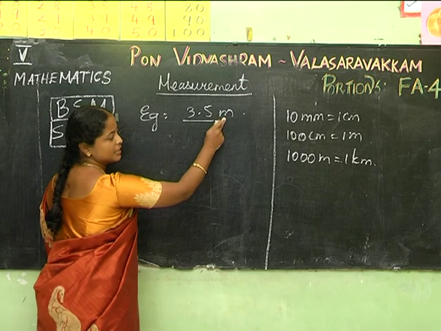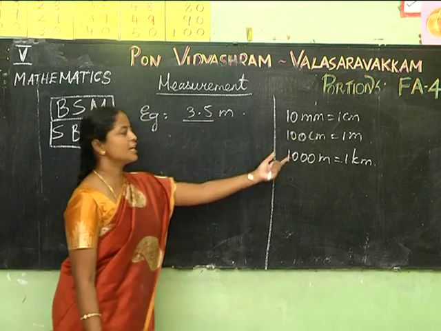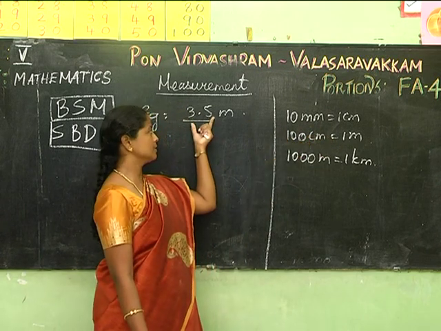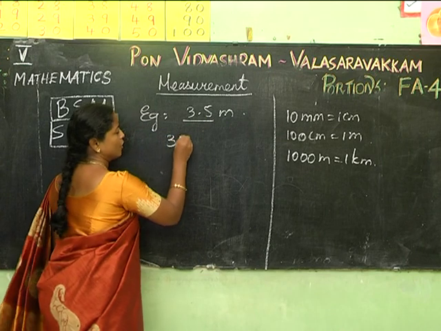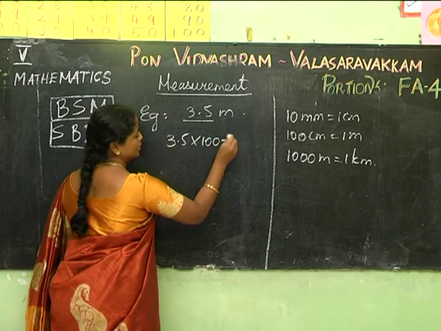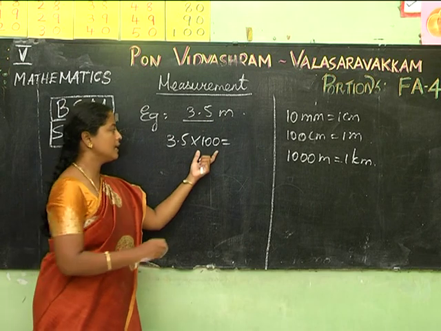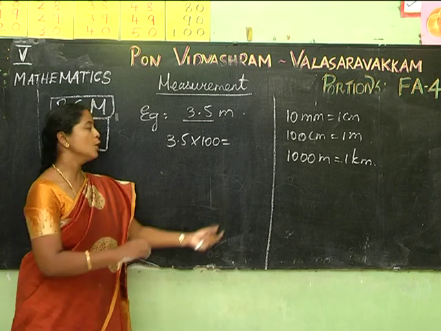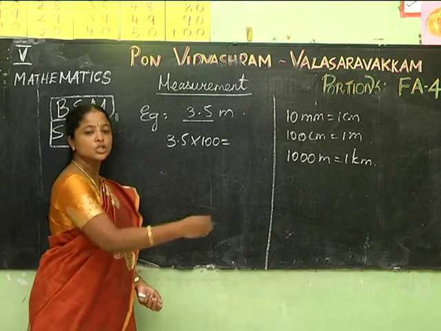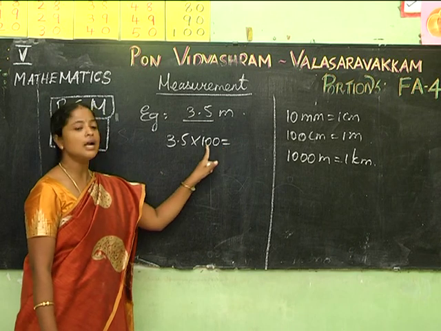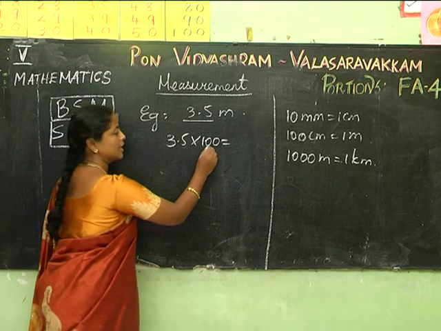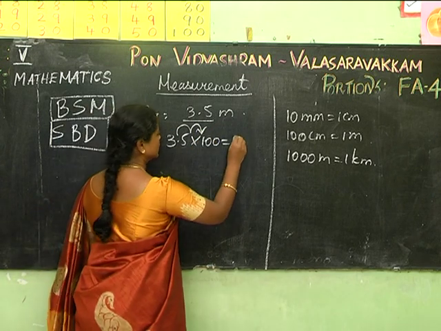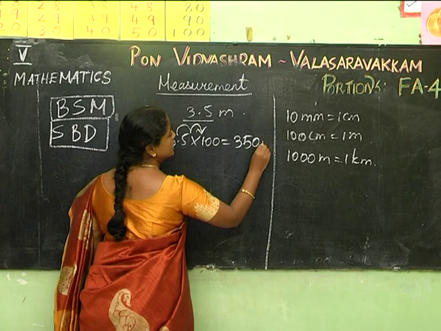Now I am going to convert this meter to centimeter. So the relationship between meter and centimeter is 100. I have to multiply this 3.5 into 100. We have learnt that whenever you multiply a decimal with 10, 100 or 1000, we have to move the decimal point towards the right according to the number of zeros. Here 100 has 2 zeros, so I have to move it 2 places towards the right. So my answer will be 350 centimeter.